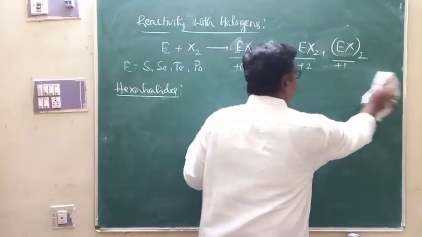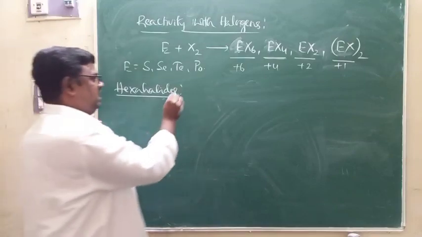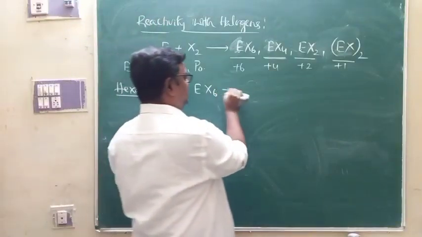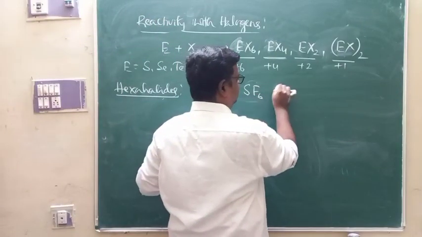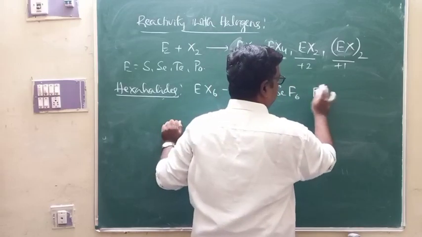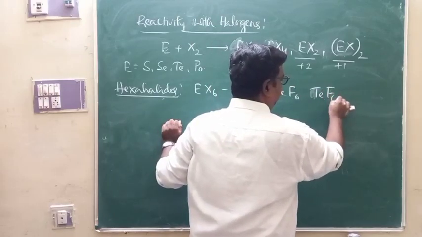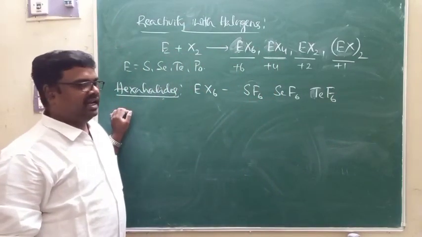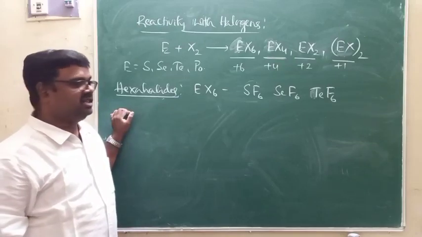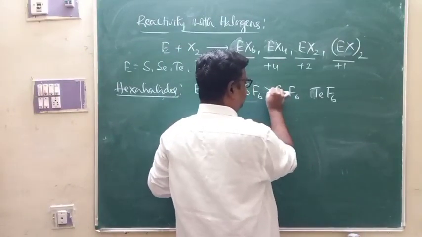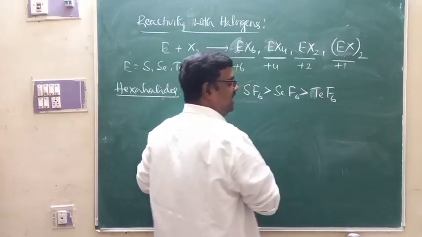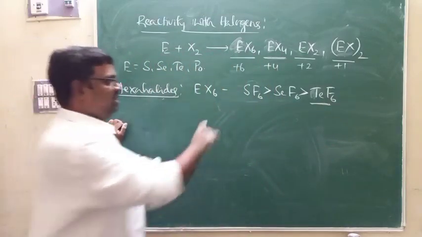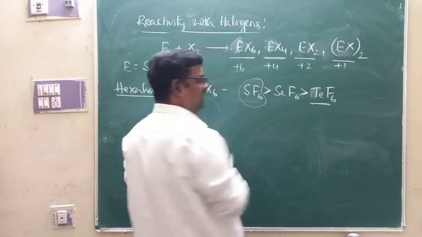Among these, we'll see the hexahalides of the type EX6. We find only hexafluorides, but not hexachlorides, bromides and iodides. Only hexafluorides are available, whereas hexachlorides, bromides, and iodides are unstable. Among these, sulfur hexafluoride is more stable than selenium hexafluoride, which is more stable than tellurium hexafluoride. SF6 is highly stable.